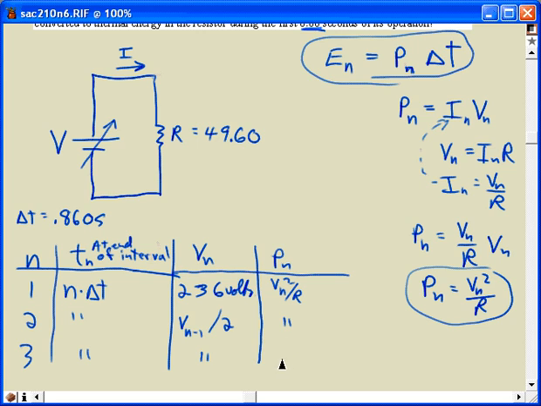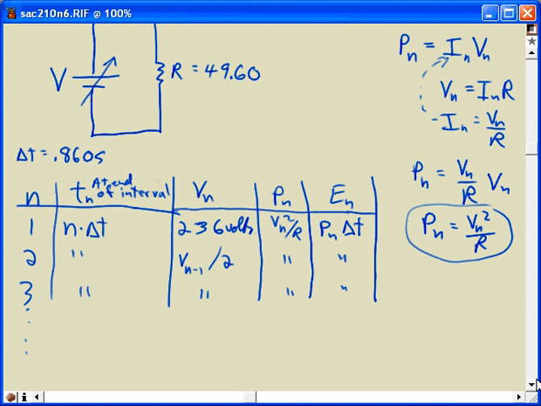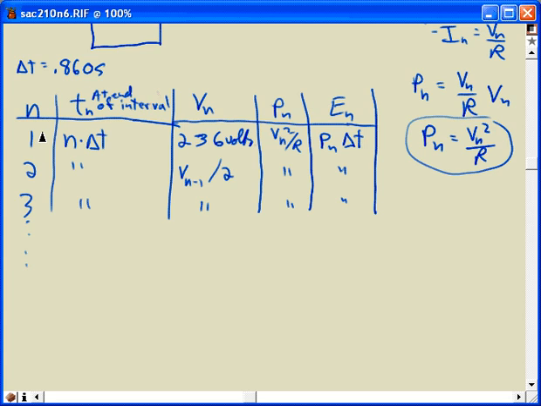Power during that time interval, V sub n squared over R. That's the same for whichever time interval you're working with, now that you've got what V sub n is. And then the energy converted into thermal energy during that time interval is P sub n delta T. So I'll create this table in a spreadsheet, and then I just have to add all these up for the first 10 time intervals. I think that will be enough to get us to 8.6 seconds. So let's switch over to the spreadsheet and copy this stuff in.